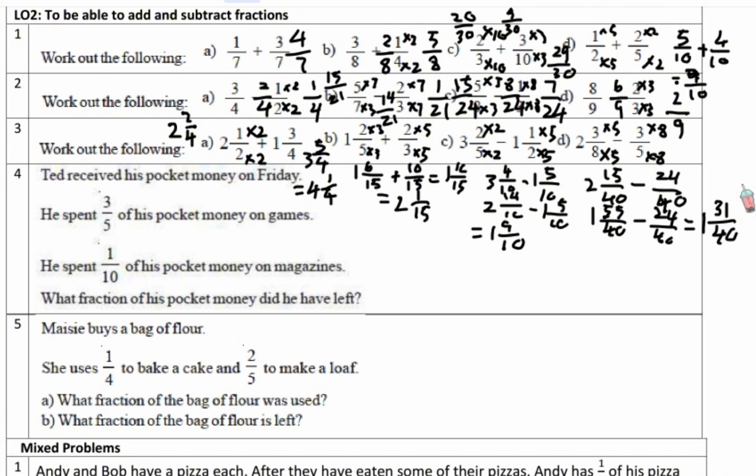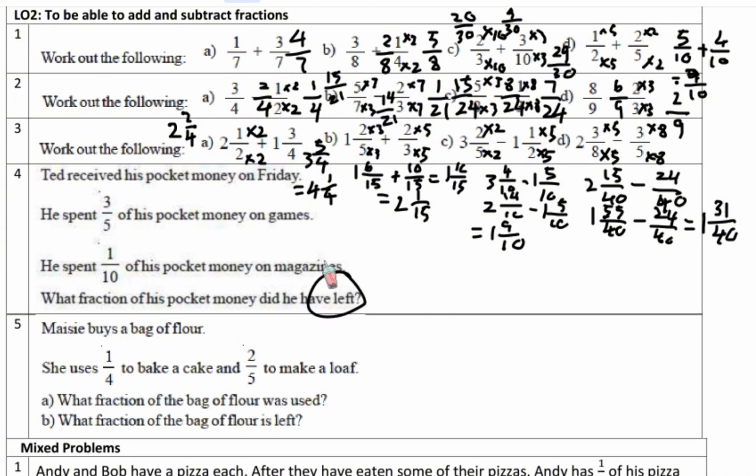Question 4. Ted received his pocket money on Friday. He spent 3 over 5 of his pocket money on games. He spent 1 over 10 of his pocket money on magazines. What fraction of his pocket money did he have left?